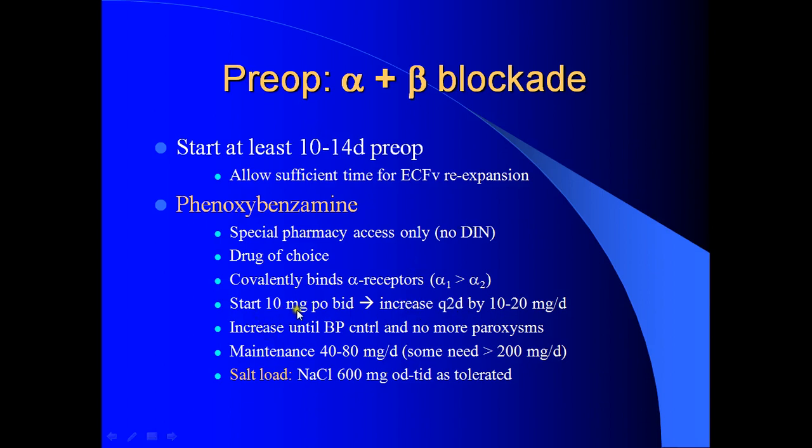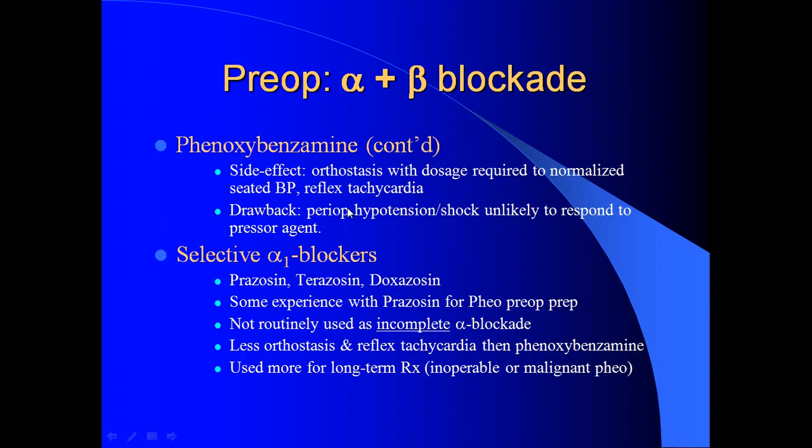We start with 10 milligram orally BID and increase the dose by 10 to 20 milligram until the patient is controlled and there are no more paroxysms. Maintain it at 40 to 80 milligram per day. Salt load of sodium chloride 600 milligram TID as tolerated to prevent extracellular fluid shrinkage in these patients.